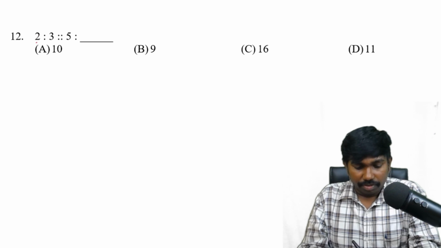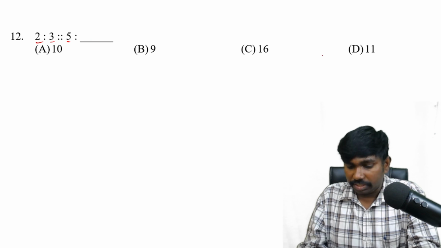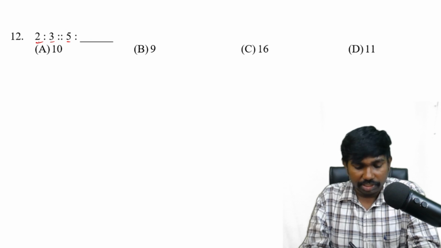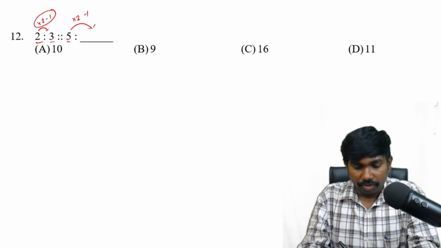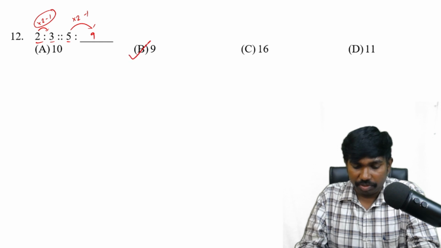Next question is 2, 3, 5 and question mark. If we try plus 1 logic, but it is not plus 1 because 6 is not there in the options. 2's next prime number is 3 and 5 next prime number is 7, but 7 is also not there in the options. Going to try some other logic, that is 2 into 2 is 4 minus 1 is 3, and take this logic and apply the same here. Into 2 minus 1. 5 2 is a 10 minus 1 is 9. Yes, it is available in the options.